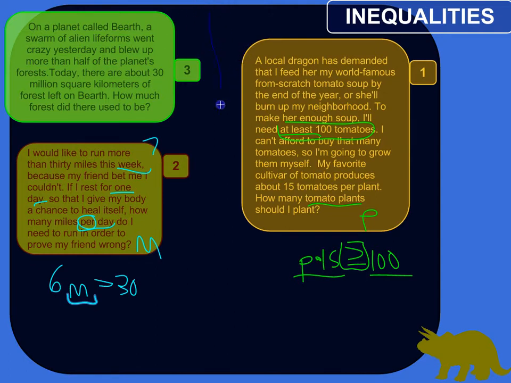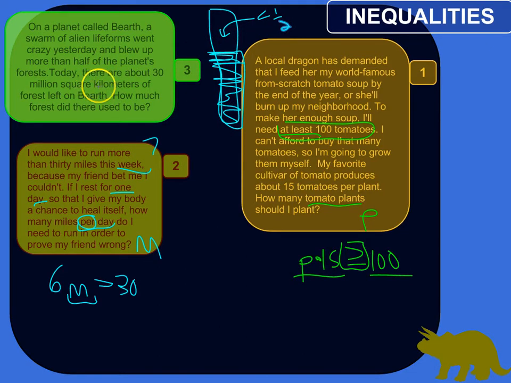Alright. I'm going to draw a little thing here that symbolizes the total amount of forest that there used to be. Okay, if they went crazy yesterday and blew up more than half, let's pretend this is the halfway mark. Here's half of the forest, here's half of the forest. If they blew up more than half of the forest, let's say they blew up this much, so it's gone. What do we have left? What's left is less than half, right? If more than half is gone, what's left is less than half.